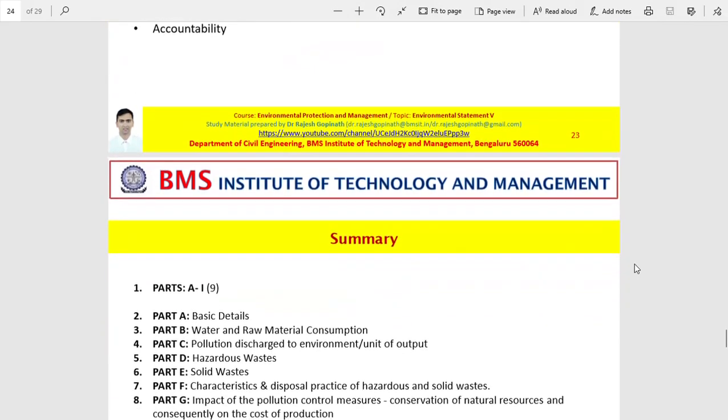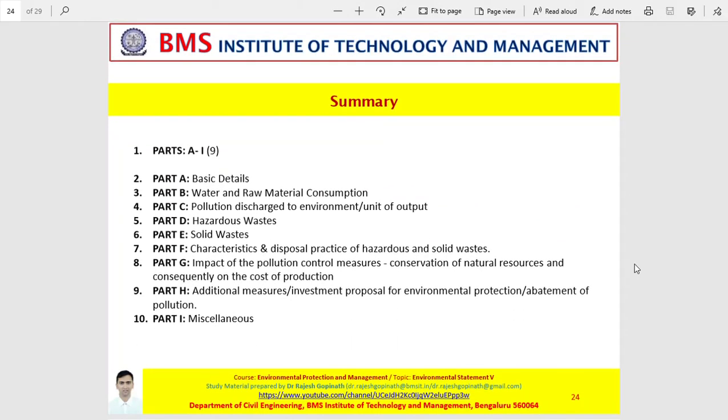Slide 24. As I said, there are 9 parts. Part A discussed the basic details. Part B speaks about the consumption pattern of water and any other raw material. Part C discusses the pollution aspects with respect to air and water. Part D speaks about hazardous waste generation. Part E speaks about solid waste. Part F discusses the characteristics and disposal practices of both hazardous and solid waste.